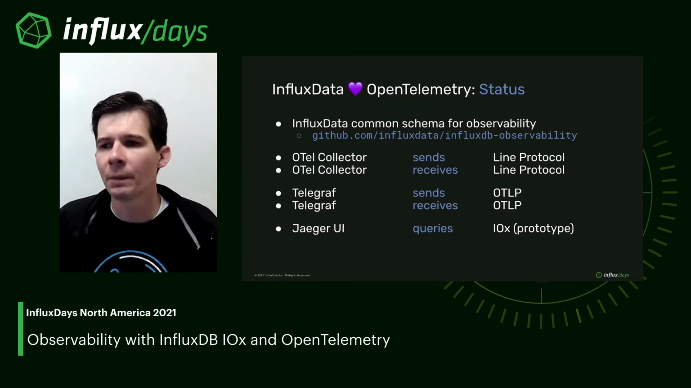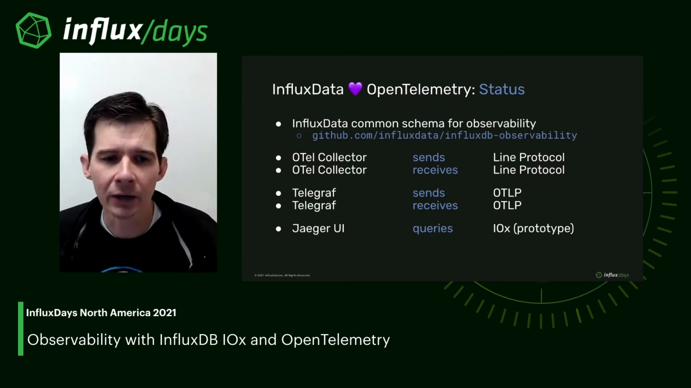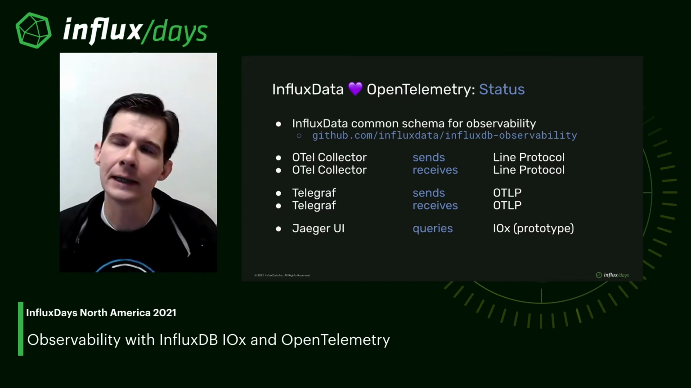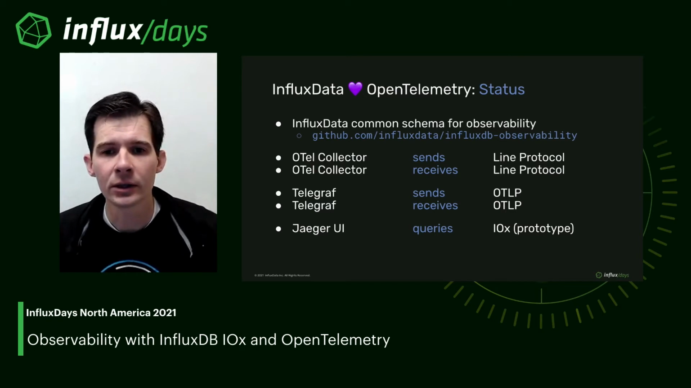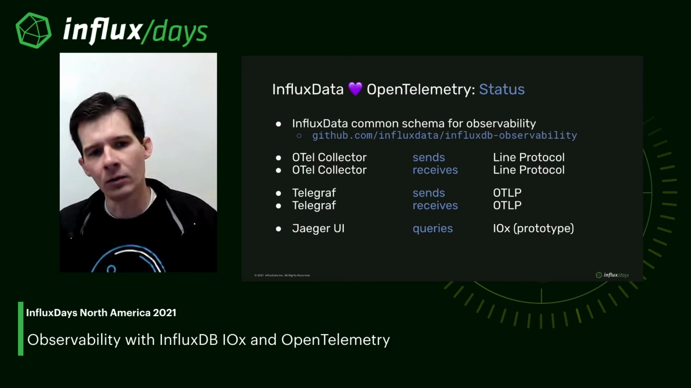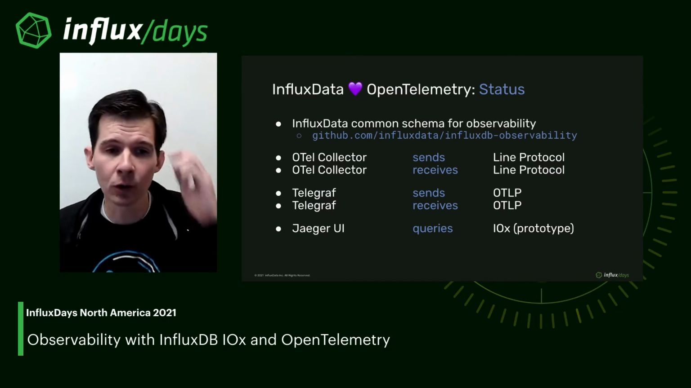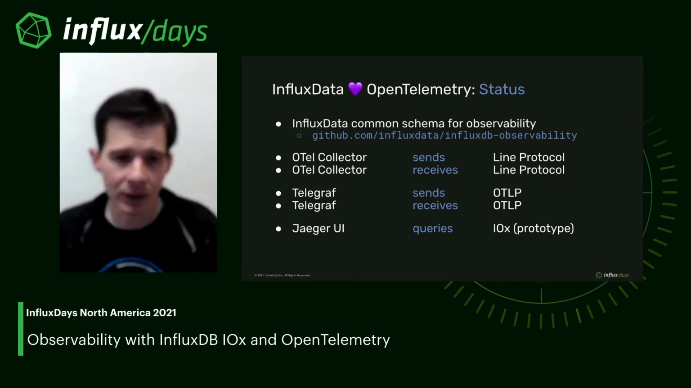All right, so where are we today at InfluxData? We have a schema that we've kind of standardized around, a schema for mapping OpenTelemetry to InfluxDB. This schema will consider a new write protocol. So right now we've got line protocol in there. We've got a new write protocol that uses protobuf that will be a little bit more efficient. It's columnar. That's considered in the schema.